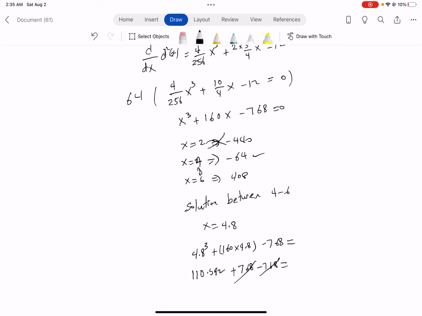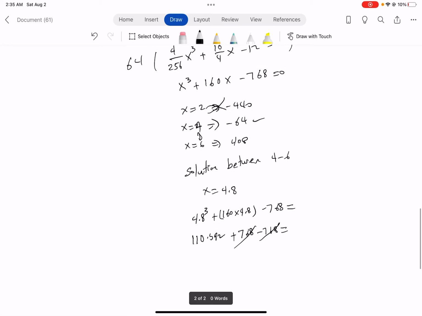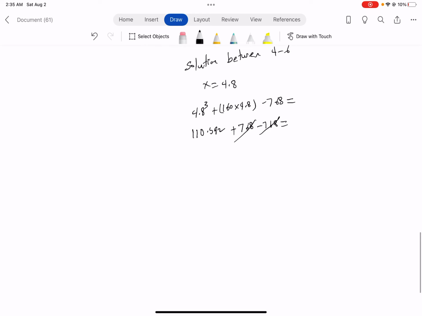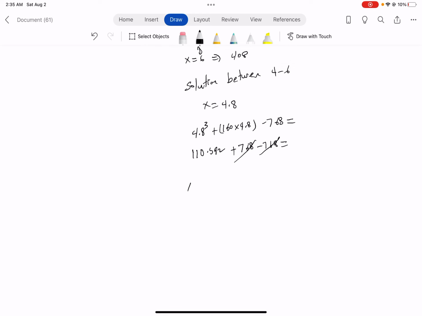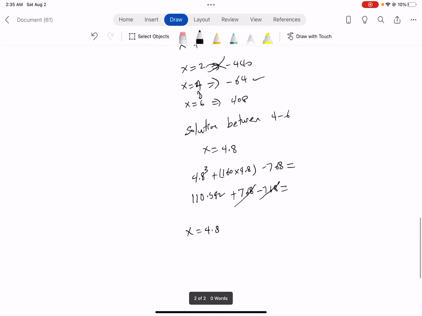So it's going to be somewhere between 4 and 6. Okay, I think it's higher than 4.8. Maybe it's going to be 4.5. You have to keep trying until you find the value of x. Let's assume that x is equal to 4.8, that you're going to get equal to 0.